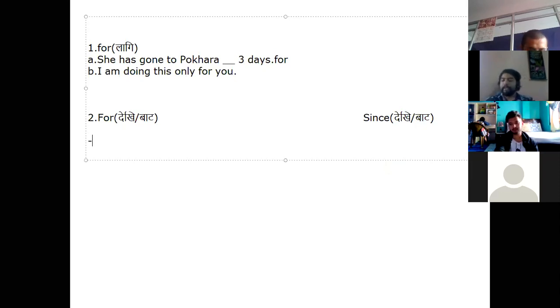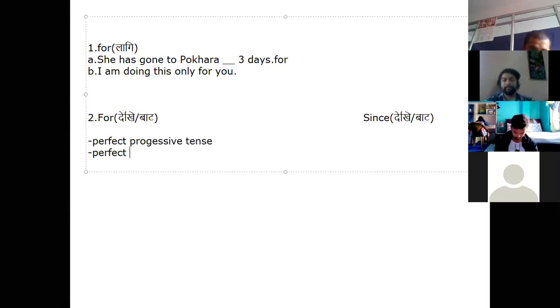So remember that. To use for and since, the first thing is your tense must be in perfect progressive tense or perfect tense. For instance, it does not apply to simple tense. In progressive tense it applies 90% of the time, and the remaining 10% in the perfect tense. So the first priority is perfect progressive tense.